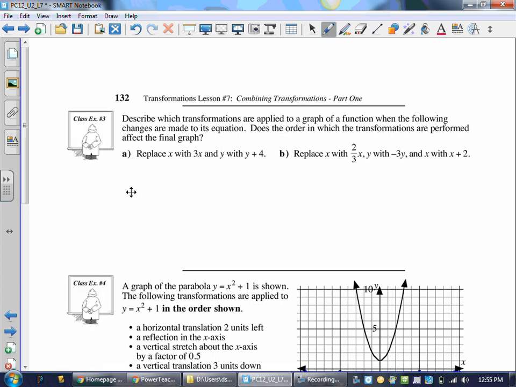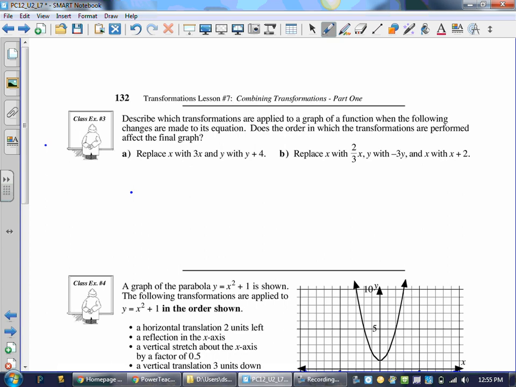Okay, describe which transformations are applied to a graphical function when the following changes are made to its equation. So this is replacement. This is why it's so important to understand the replacement terminology. If x is replaced, does the order in which the transformations are performed affect the final graph? We'll talk about that.